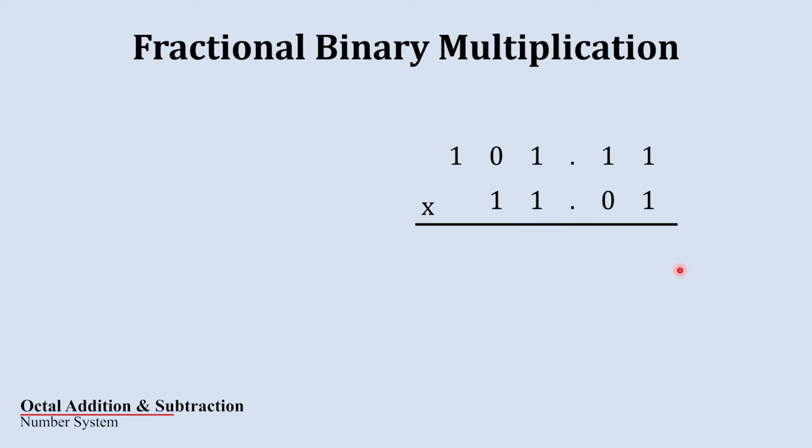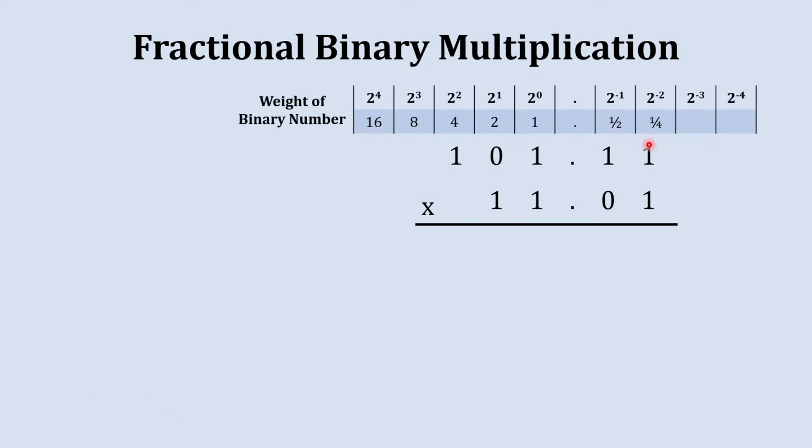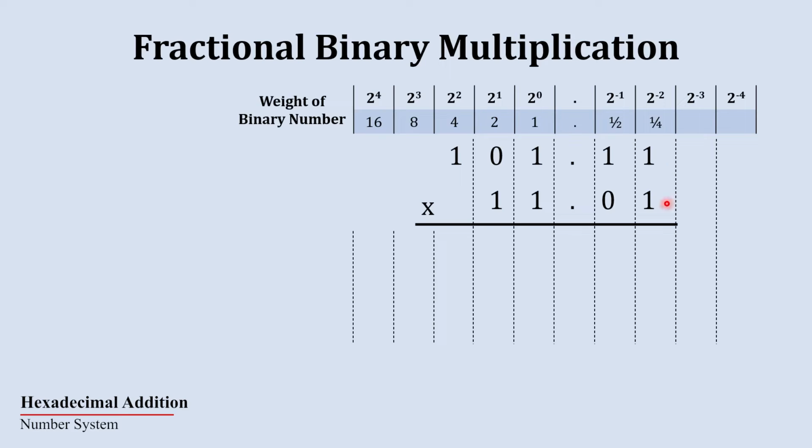So now we'll start multiplication. This is our multiplicand and this is our multiplier. So first of all, we'll multiply the LSB of multiplier to all the bits of multiplicand. And to do this, we'll use this table as our reference. This table represents the weight or the place value of each of the digits.